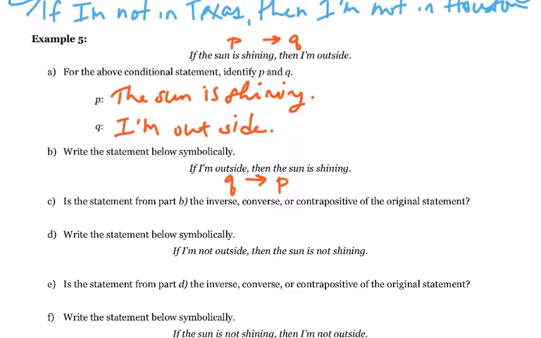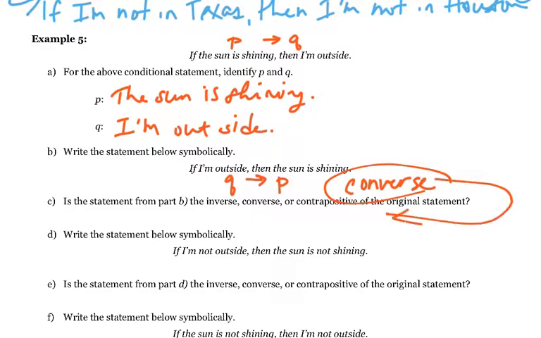Is the statement from part B the inverse, converse, or contrapositive of the original statement? This is the converse because it's the switching of the two statements. So that answered that right there. Write the statement below symbolically. If I am not outside, so that's not Q, then the sun is not shining. That's not P. So that's where you flip them. You switch the P and the Q and you negated it. That is the contrapositive.